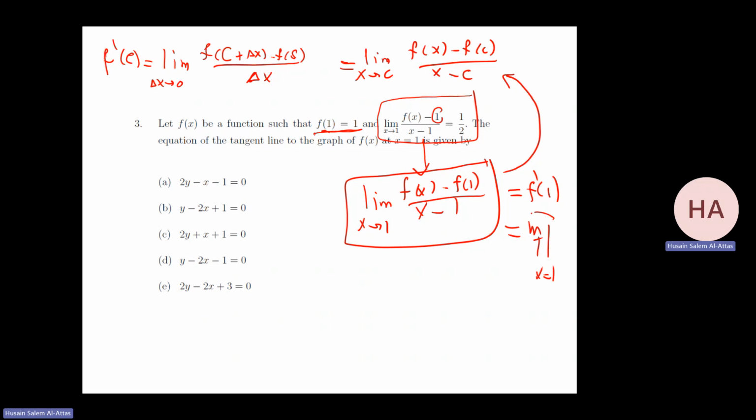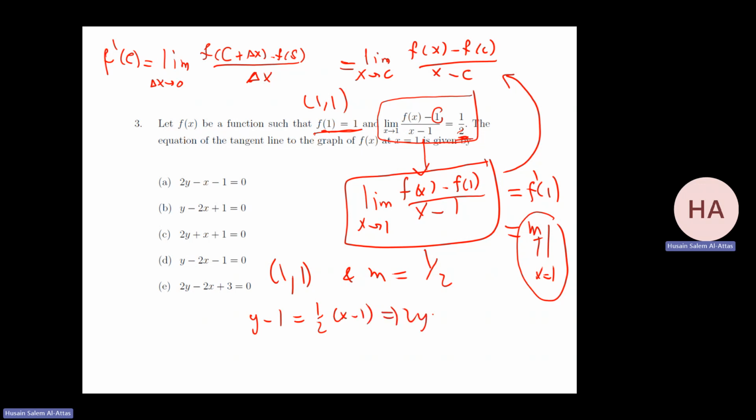So I have the slope of the tangent. I have the point, which is 1 and 1, and the slope equals half. To find the equation: y minus 1 equals half times x minus 1. Multiplying by 2, 2y minus 2 equals x minus 1. So 2y minus x minus 1 is equal to 0. That will be the solution.